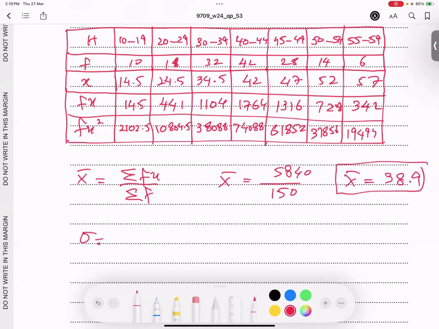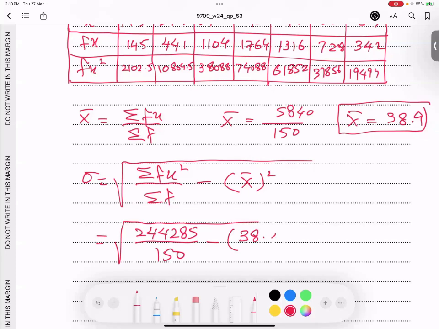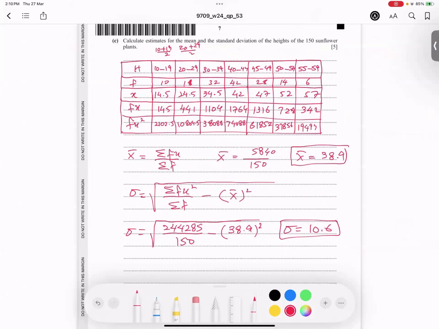And the deviation formula, we have sigma fx square by sigma f minus mean square. And I think you know it very well. So add them all, copy up and down, 150. Okay, I saved my time, and after this one, it is coming 244285 by 150 minus mean square, which is 38.9 square. And finally, deviation is becoming 10.6. So alhamdulillah, I hope you got the point very clear, and this question is clear. And let's go for the next question.